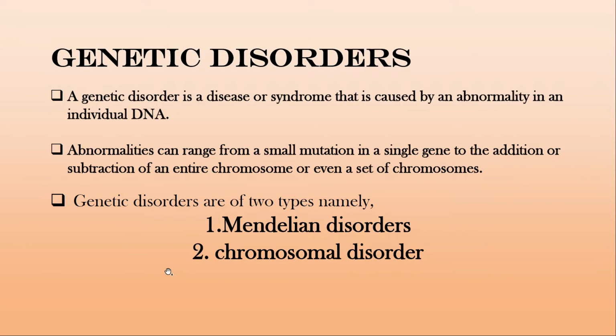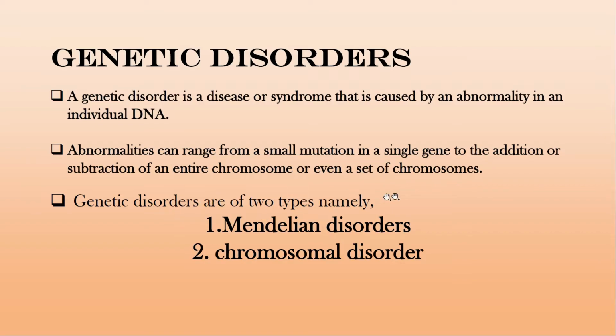Next we shall learn about the genetic disorders. What is a genetic disorder? A genetic disorder is a disease or a syndrome that is caused by an abnormality in an individual's DNA. So abnormalities can range from a small mutation in a single gene to the addition or subtraction of an entire chromosome or even a set of chromosomes. So it can range from a single gene to a set of chromosomes.